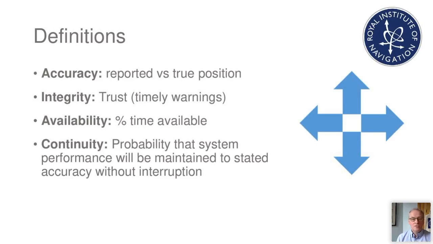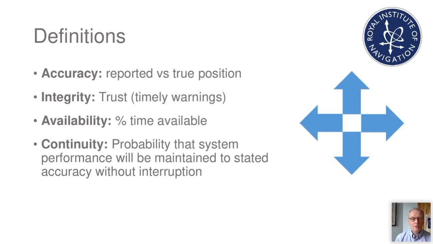Integrity is an indication of trust. And in particular, if you've got a system with high integrity, you can expect timely warnings of any issues. For example, there could be some limits set, and if those limits are breached in a particular area, then you might get an integrity flag, which might get more severe as the range of the limits is further breached.